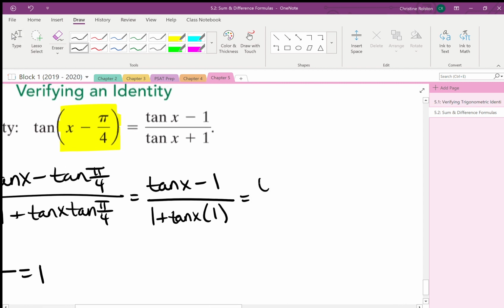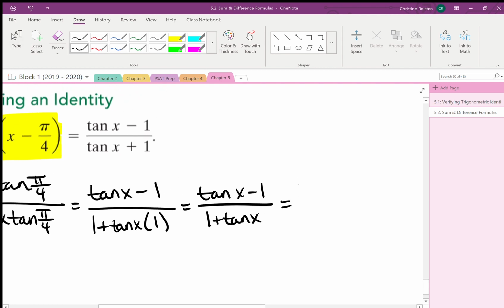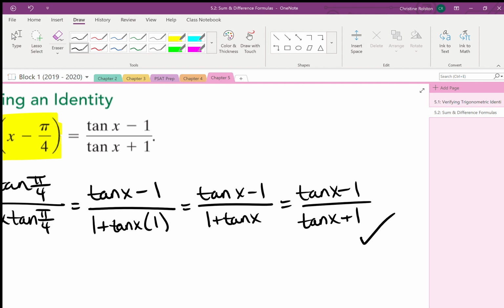When you multiply tangent x by 1, you just get tangent x. And because of the commutative property, you can change it so that the tangent comes first as long as you keep the sign in front. And you just proved the identity. Okay, just use your sum and difference formulas. Once you see something, you're like, oh, I know that's a formula. Just go right to your reference sheet, look at your identities, and see which one you could use for this.